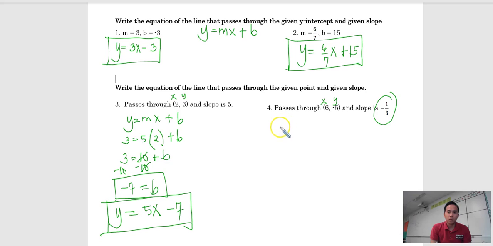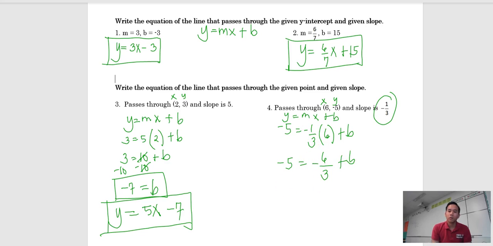So I'm going to use -5 as my y. You plug in y is equal to mx plus b, and my m is -1/3, and my x is 6, plus b. So we are looking for b. So negative 5 is equal now to negative 1 times 6, that's negative 6 over 3, plus b.